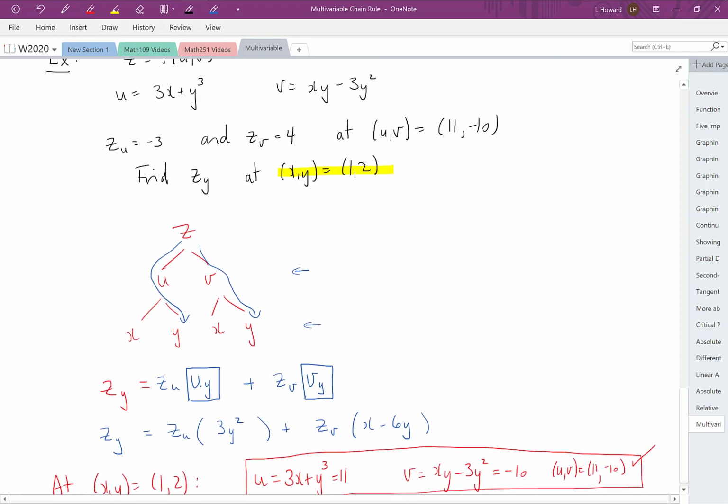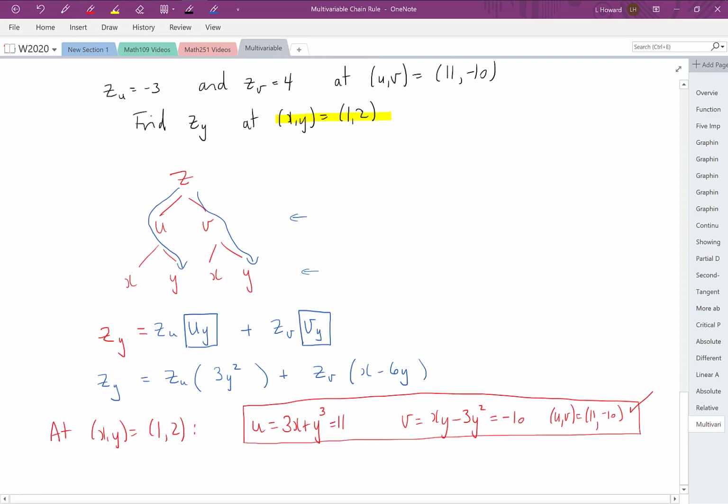The information about z sub u and z sub v that we've got corresponds to the (u, v) value of (11, -10). I could see that some people might be tempted to just gloss over this and say, I'm just going to trust that the problem is telling me the correct point. But if you really wanted to convince yourself that you've got the correct information, I think it's worthwhile to go through that quick calculation.